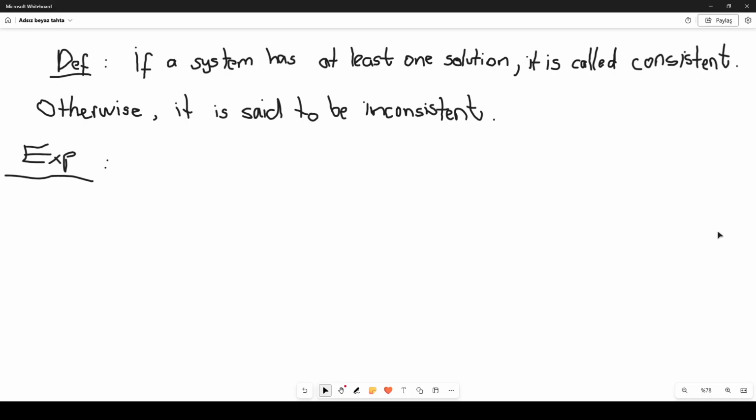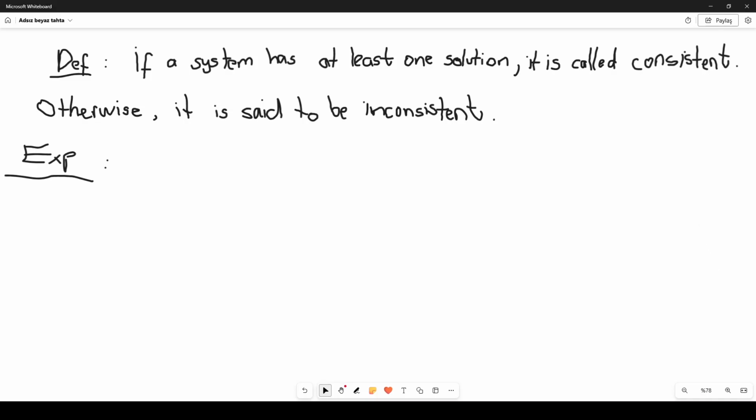In this lecture, I will show you what a consistent system is and what an inconsistent system is. In addition to giving the definition of an inconsistent system, we will also examine how we can determine whether or not a given system is consistent. Alright then, having said that, let's start with the definition of a consistent system.